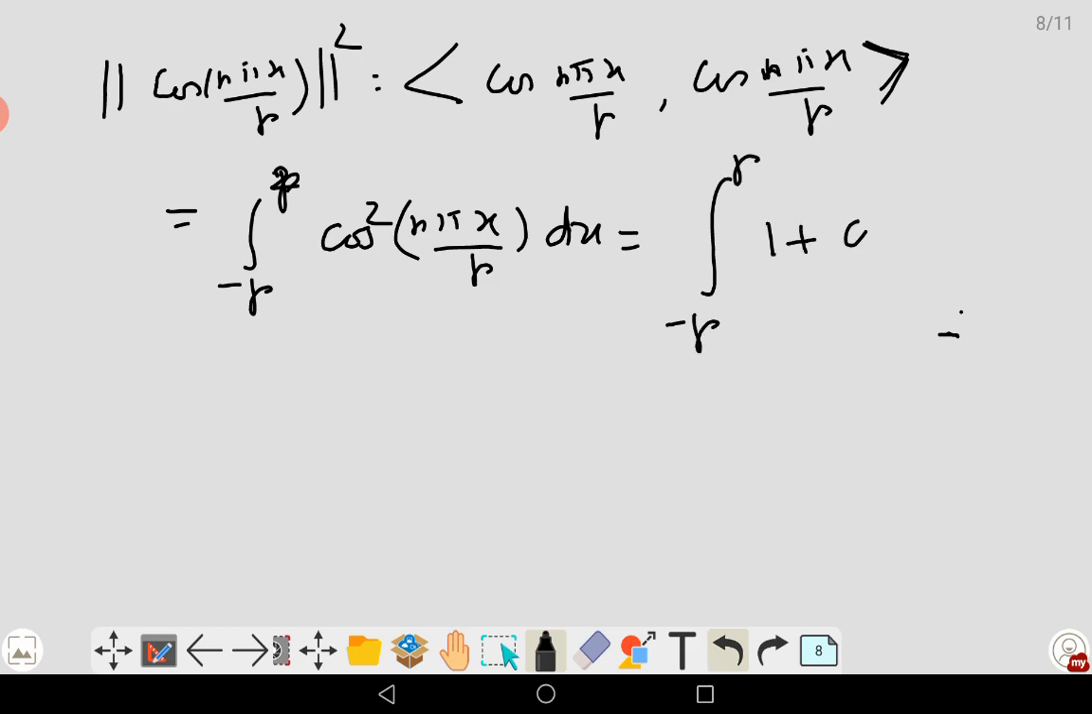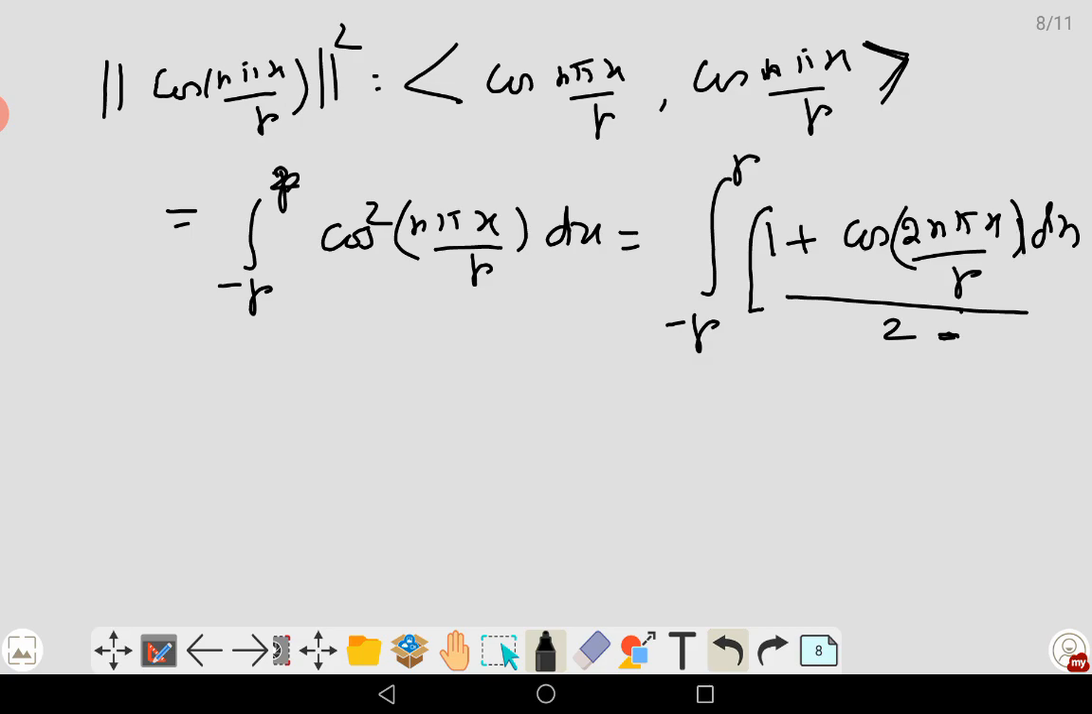We use the double angle formula: integral from negative p to p of 1 plus cosine 2n pi x over p dx, divided by 2. You remember the formula? Cosine square x is equal to 1 plus cosine 2x over 2. For sine square it will be negative, that's it. So if x is here, it will be 2x here on the right side. That's the difference.